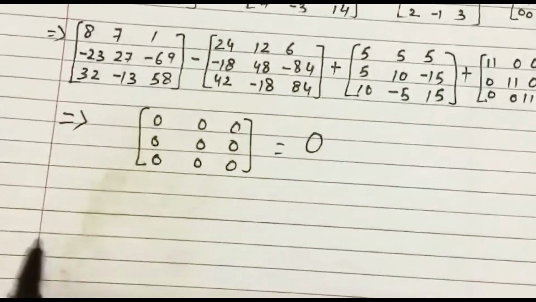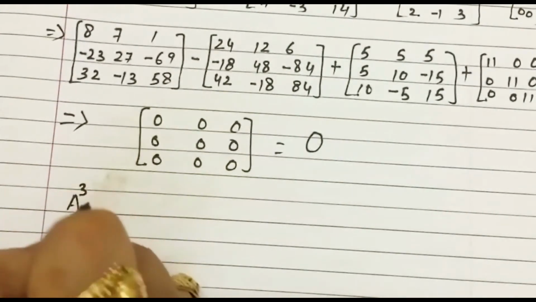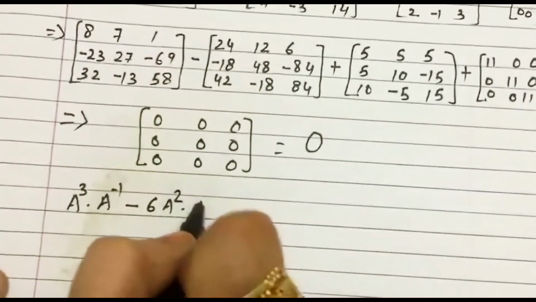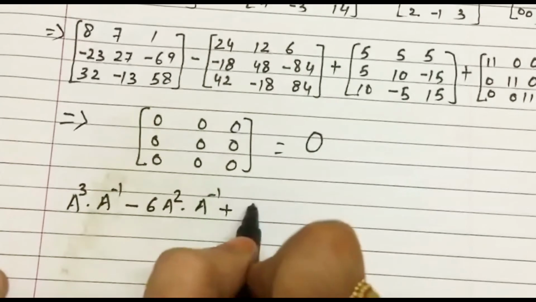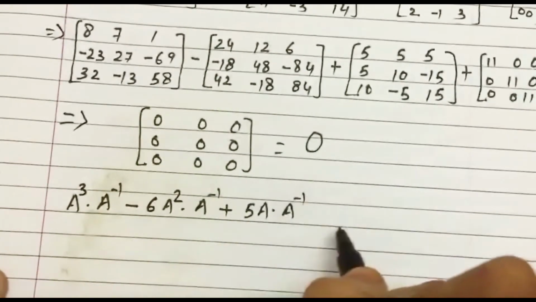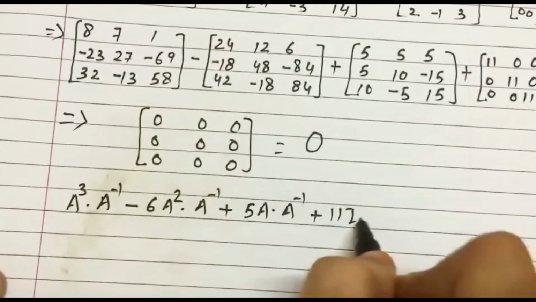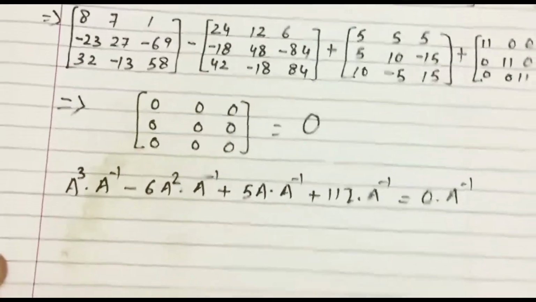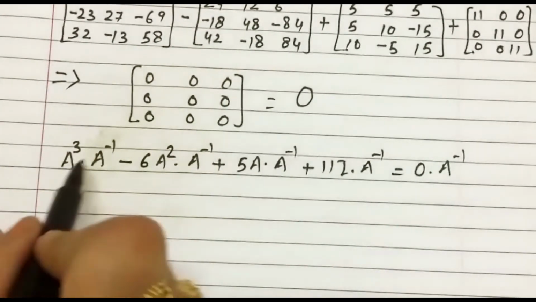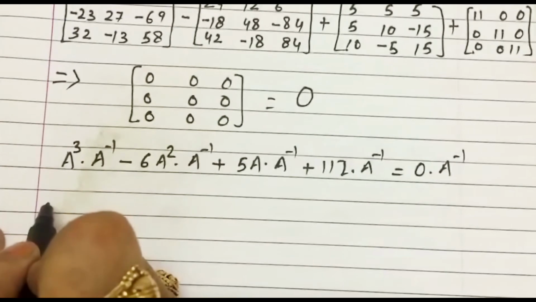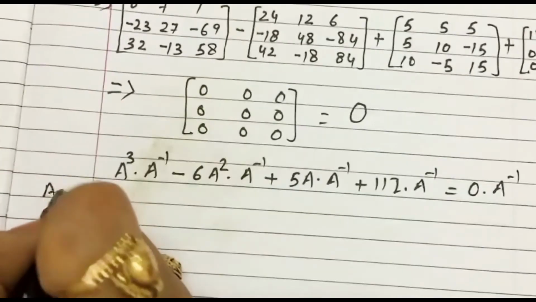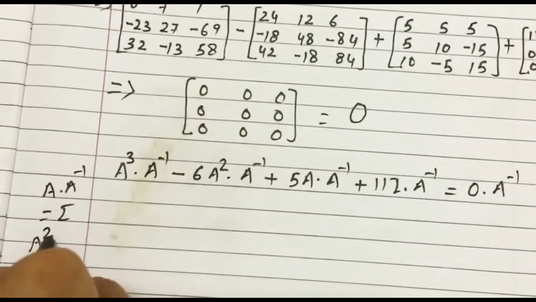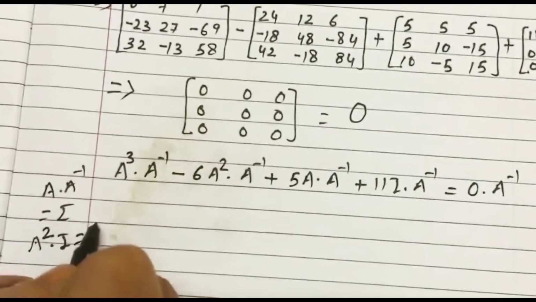And now you have to find A square. So for A square, A cube multiply with A inverse. Okay, here minus 6A square multiply with A inverse plus 5A multiply with A inverse and 11I multiply with A inverse is equal to 0 into A inverse. Okay, multiply the equation with A inverse. Here we will get A square only, since A into A inverse gives I. Okay, and A square into I will give A square only.